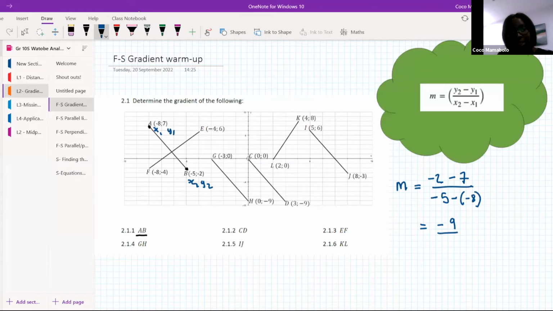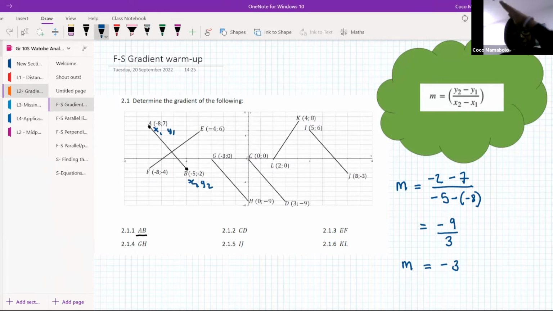Just watch out quickly. Negative and negative will give me positive. So -5 plus 8 will give me +3. So my gradient will be equal to -9 divided by 3, which is -3. That is my gradient.